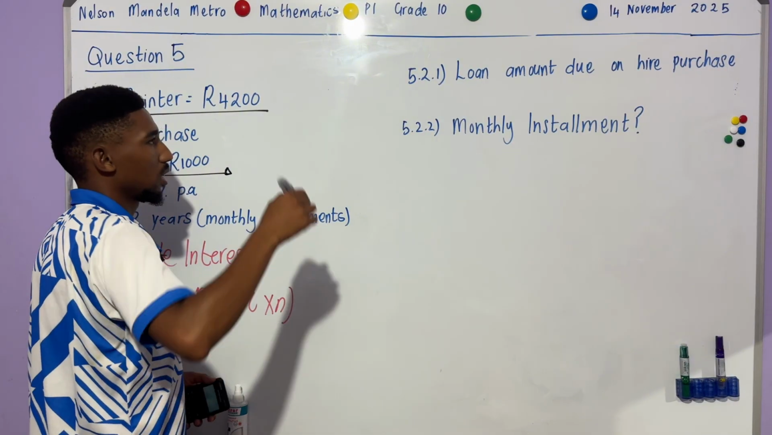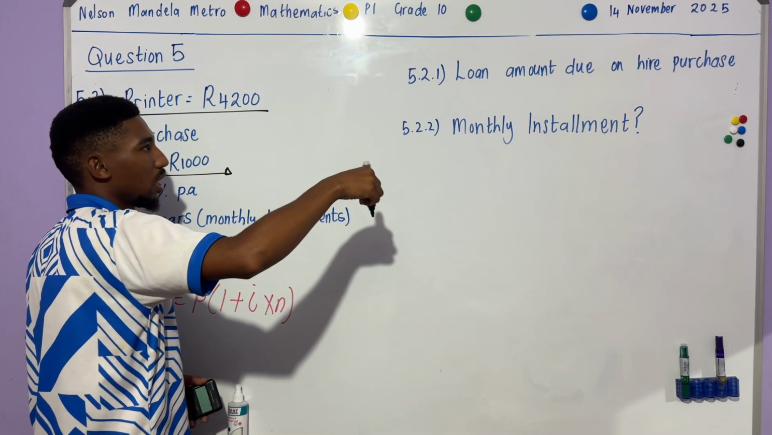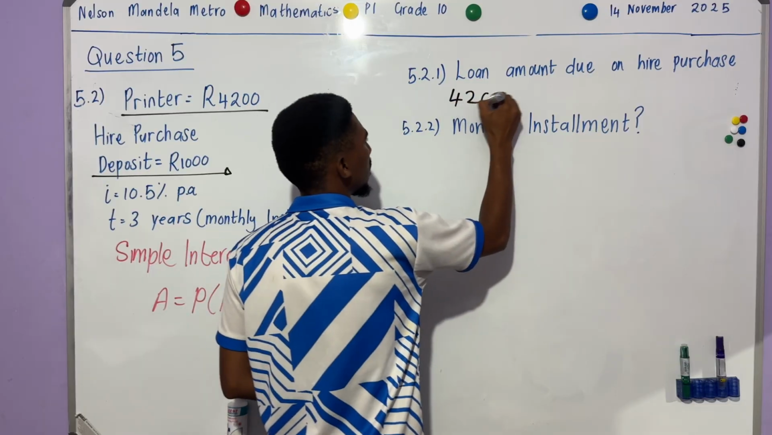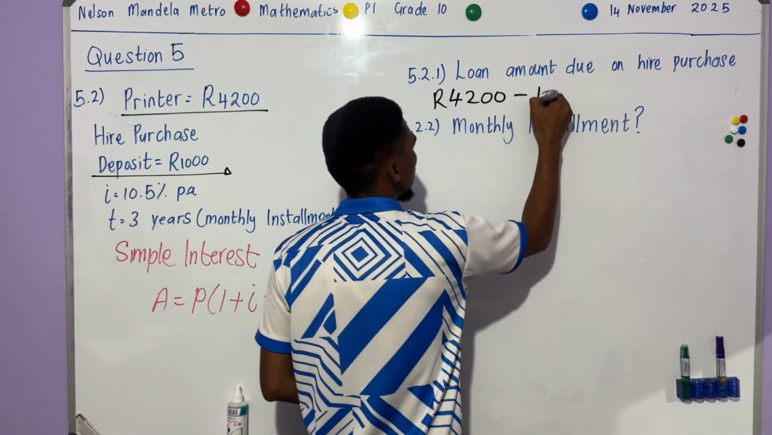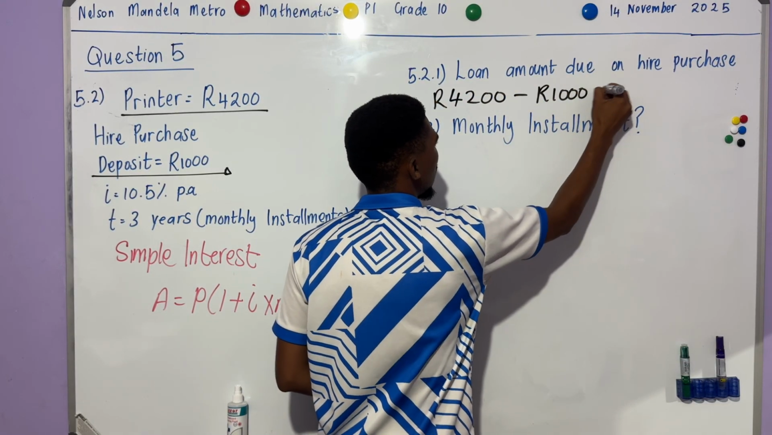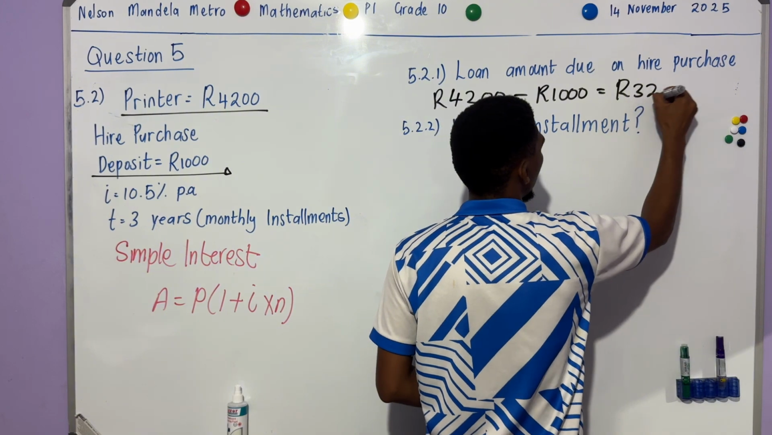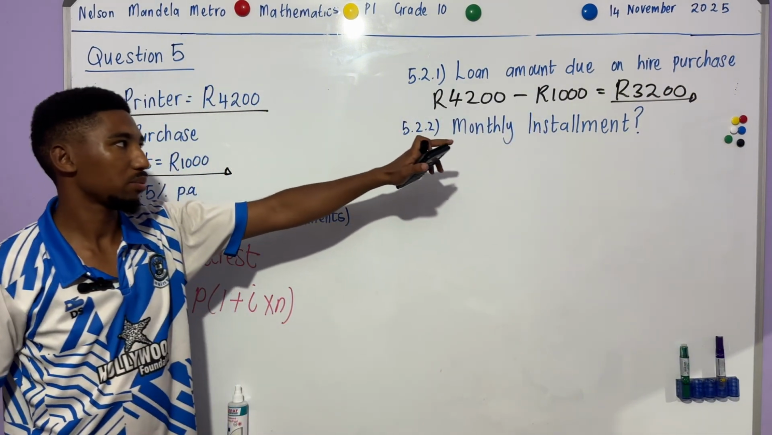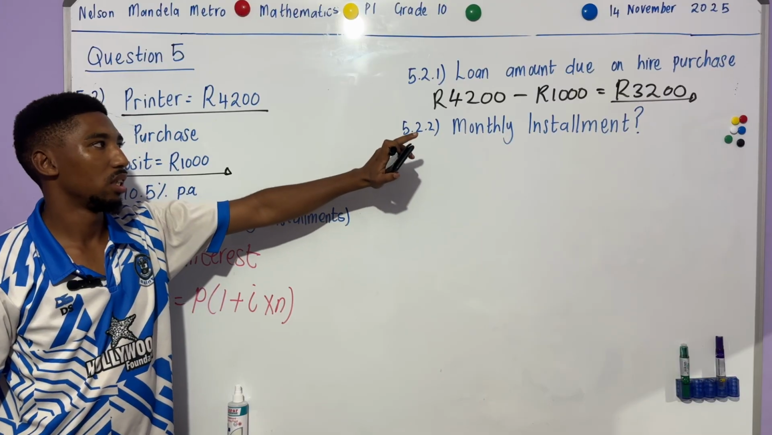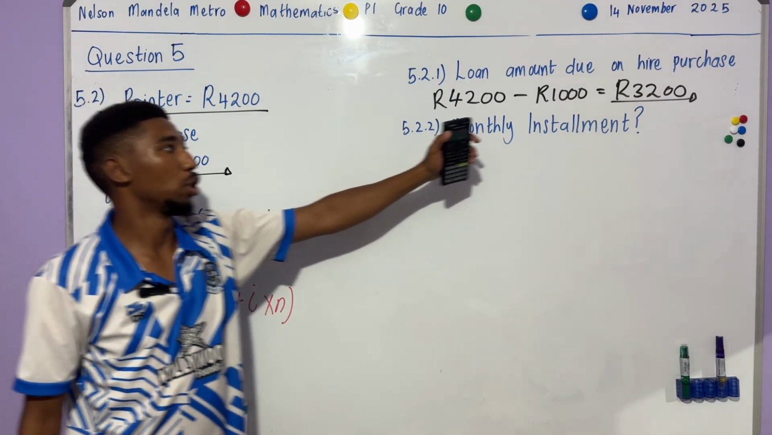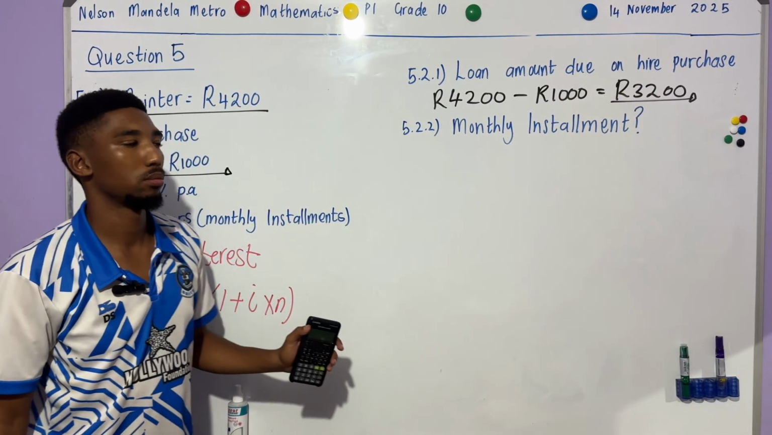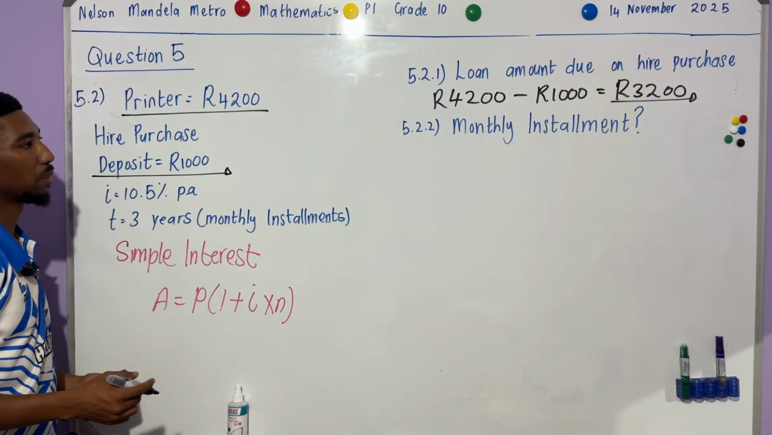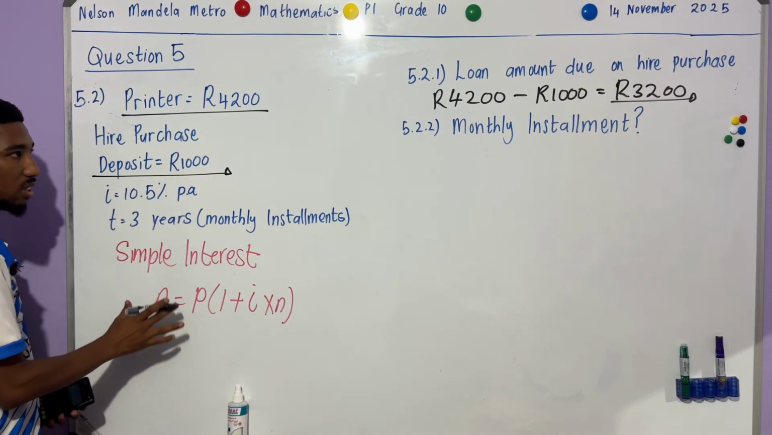And the amount that I have to pay after deposit is what they're asking for. So I have 4,200 rand minus 1,000 rand. That's equal to 3,200 rand. This is the amount that I have to pay from the hire purchase, or that I'm going to actually loan. Okay, so I have to then pay back that amount, but obviously there's interest involved.